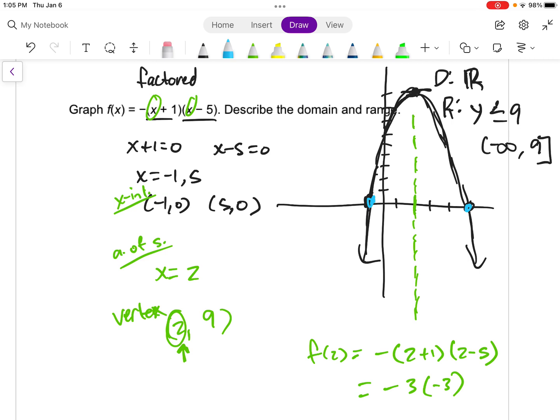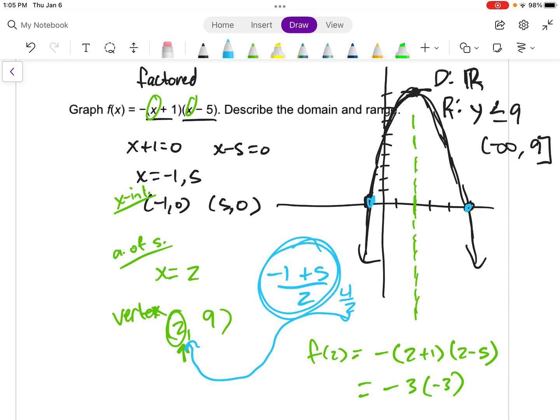There's another way to find that. If I take my two x-intercepts, negative 1 and 5, and I want to find the point halfway in between, we can just add those together and divide by 2. What that really does is give us the average of the x's, which will be the point halfway in between. So negative 1 plus 5 is 4. 4 divided by 2 is 2. So if you ever get confused or it's hard to tell on the graph where the middle is, you can use that little trick where you add them together and divide by 2.